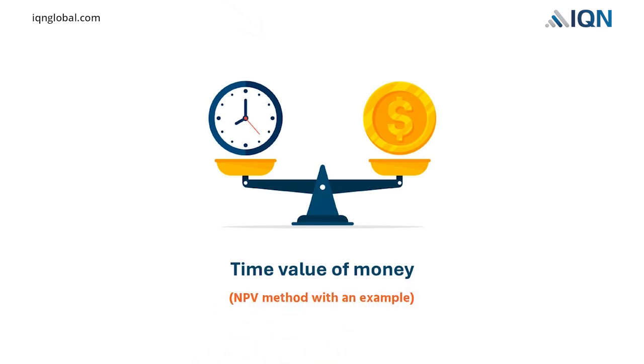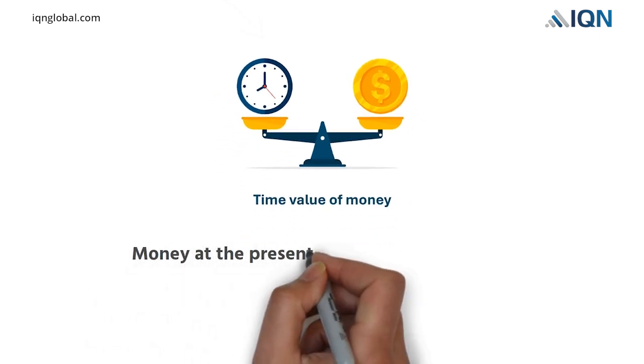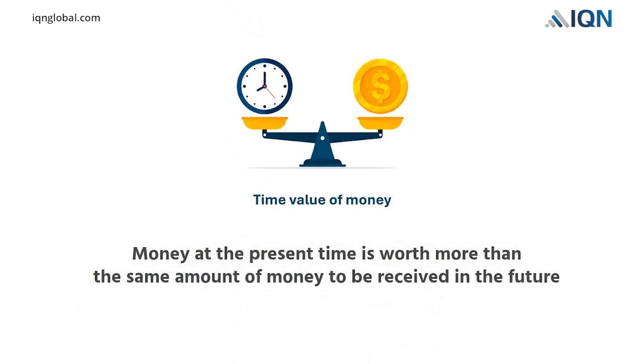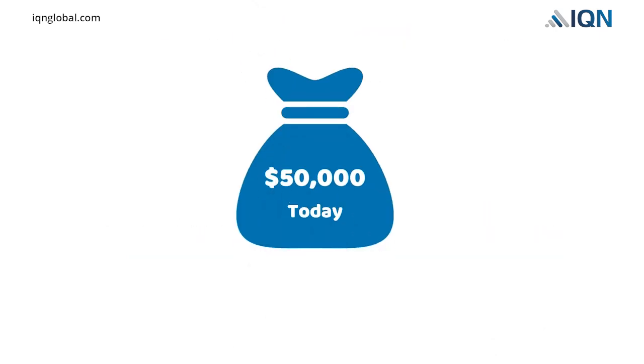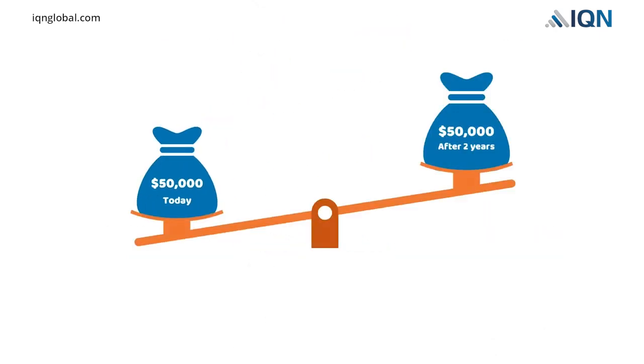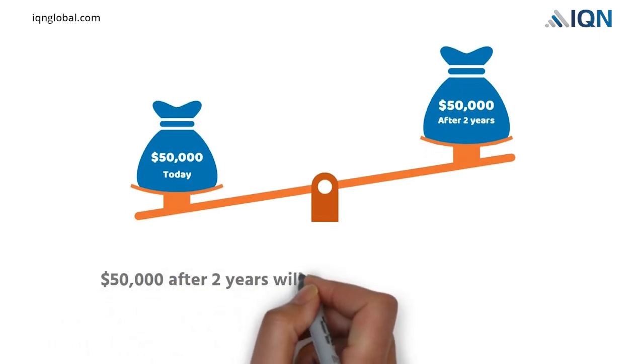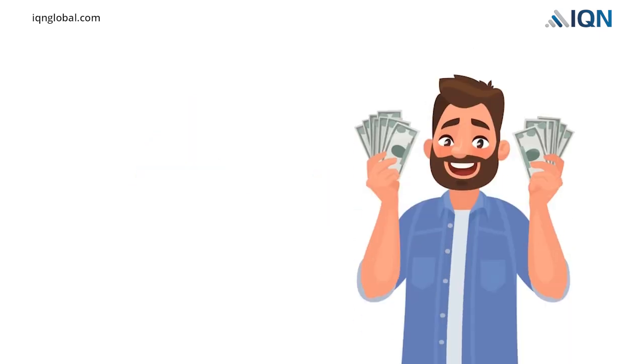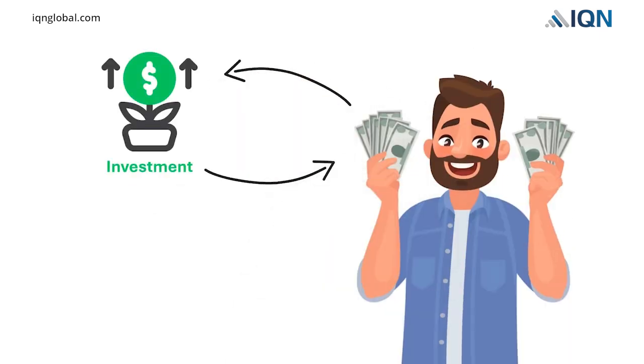According to the time value of money concept, money at the present time is worth more than the same amount of money to be received in the future. For example, $50,000 today is worth more than $50,000 after 2 years. Conversely, $50,000 after 2 years will be worth less than $50,000 today. This is true because money that we have right now can be invested and earn a return, thus creating a larger amount of money in the future.